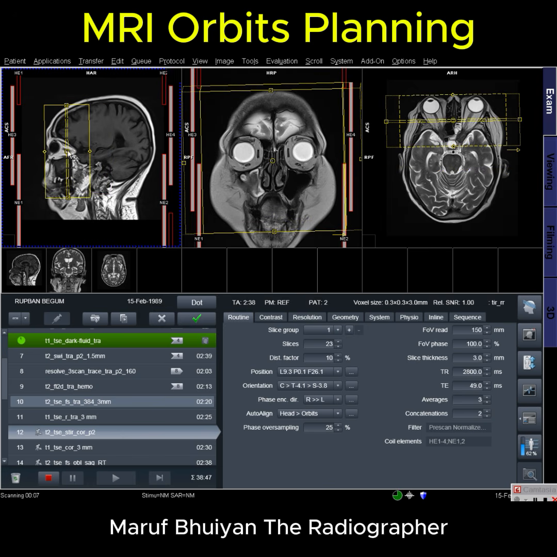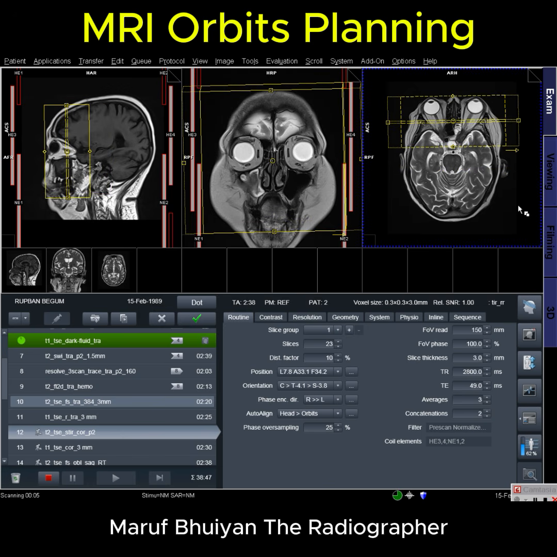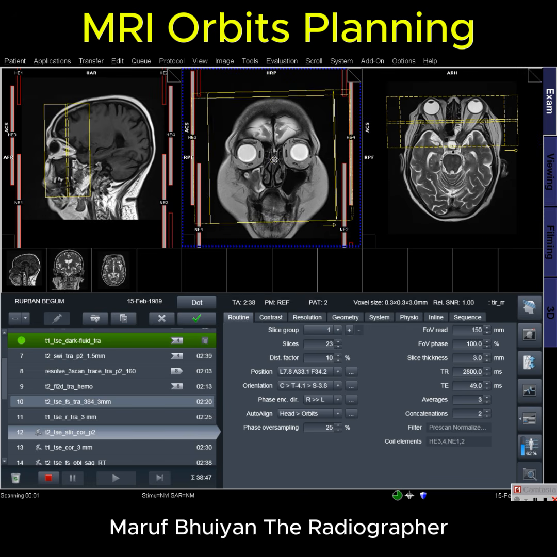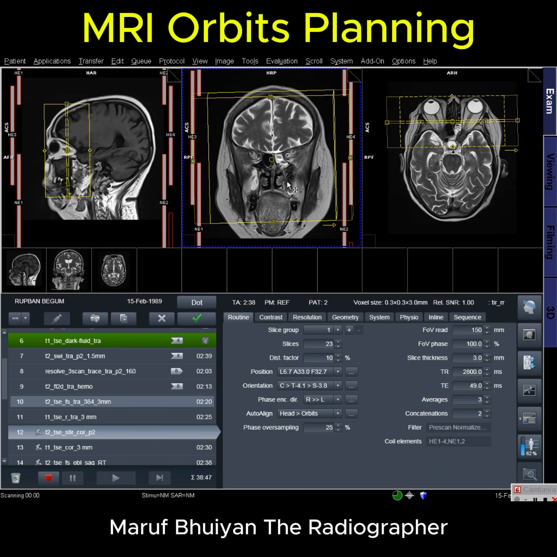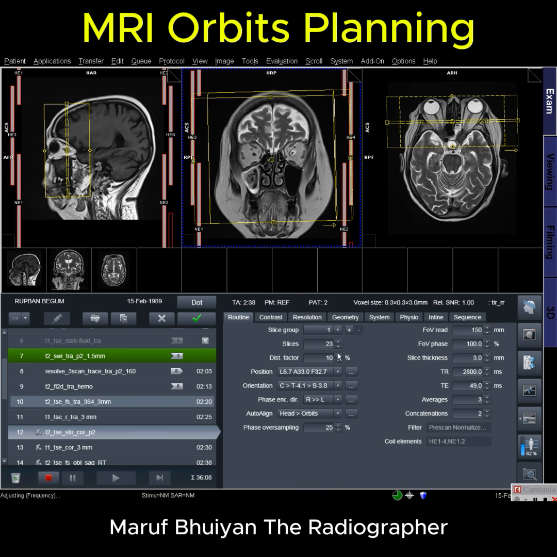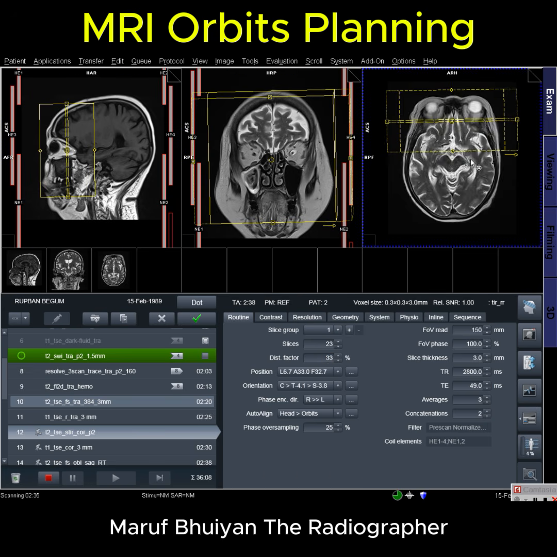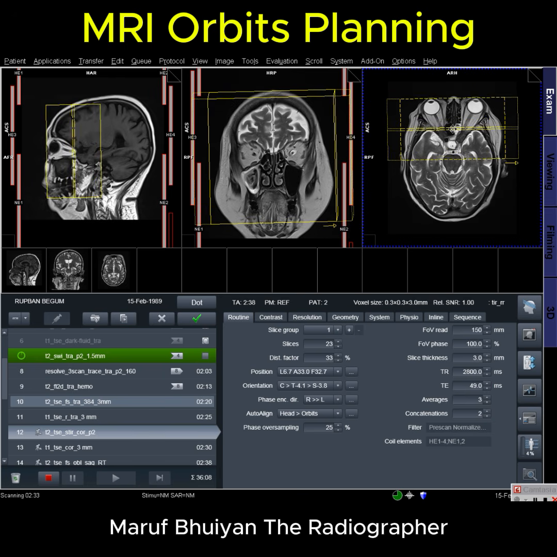Now a coronal protocol is open and I am planning over the sagittal and transverse image. So I scanned the brain protocols first, and on the brain sequences you can see that the orbit is visible, and planning for the coronal.